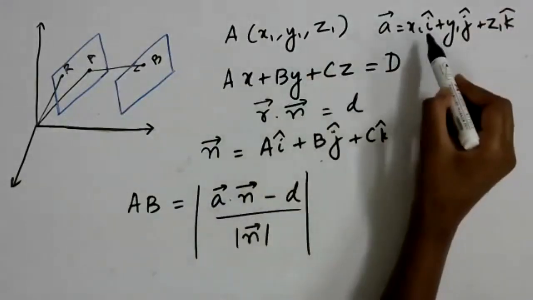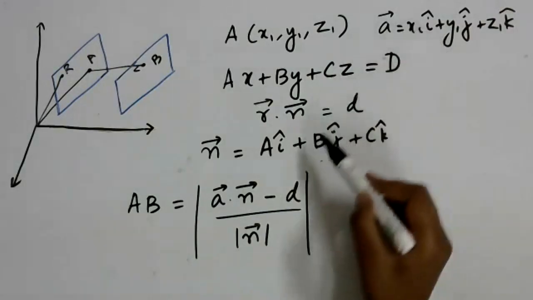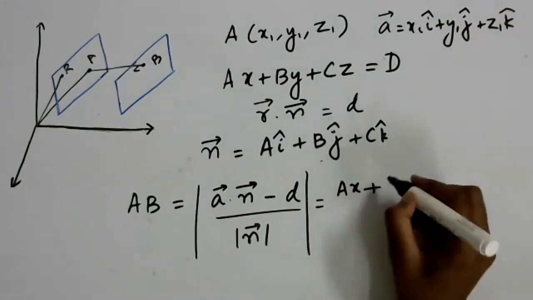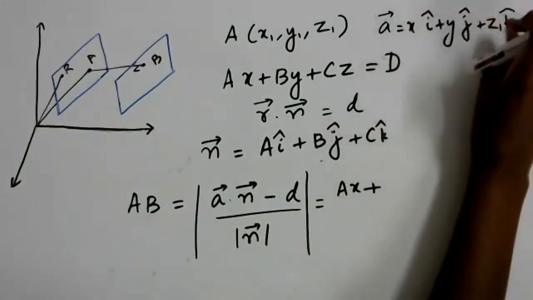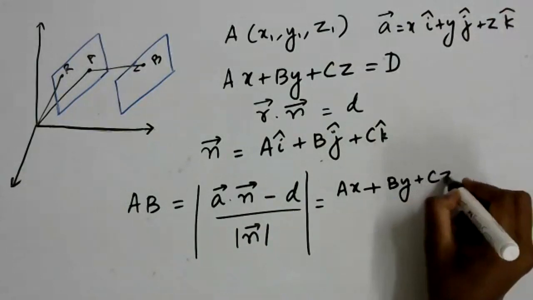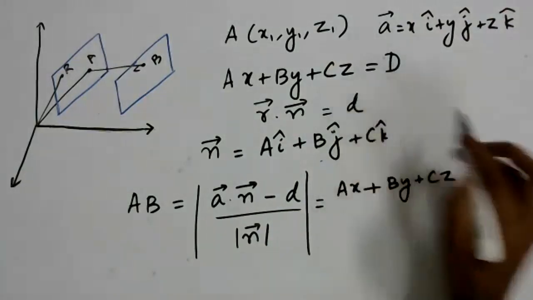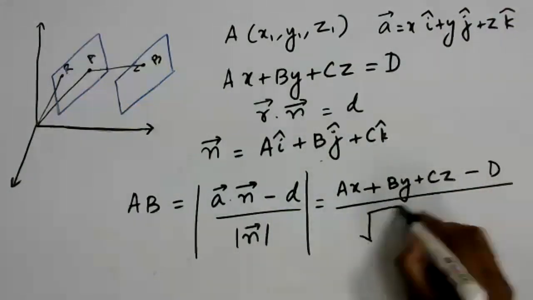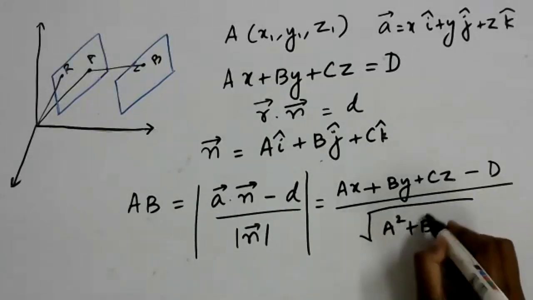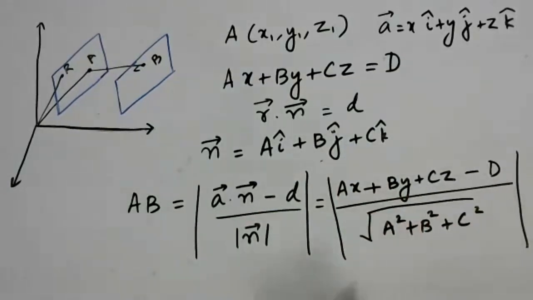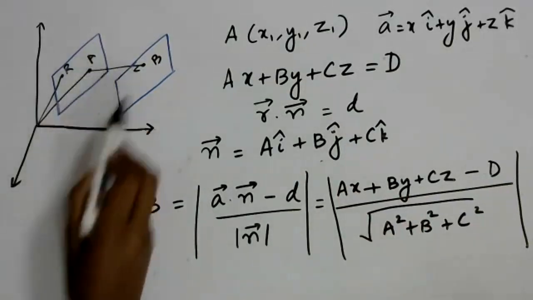So on performing the dot operation between A vector and n vector, we have ax plus by plus cz, let's take it as x, y and z only, so we don't have any other thing. So ax plus by plus cz minus d, the distance here, the whole upon magnitude of n, which is going to be root of a square plus b square plus c square. So this is the Cartesian form for the formula which gives us the distance between the given point and the given plane.